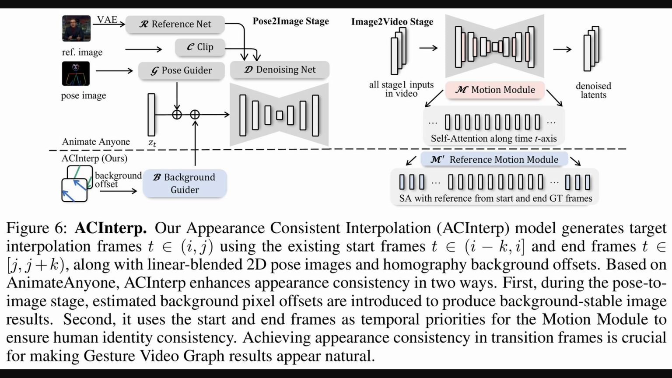So after AUMOCLIP helps find the right gesture clips, we need to smoothly connect them. That's where this next figure, detailing appearance-consistent interpolation, or AC-interp, comes in. This module, appearance-consistent interpolation, is the clever diffusion-based interpolation network we mentioned earlier. It's designed to generate those crucial in-between frames. You can see it uses things like a denoising net, which is an AI that refines the image, along with background guiders and a reference motion module. These components help ensure the person and background stay consistent, using information from the start and end frames of the clips to avoid those weird visual glitches during transitions.